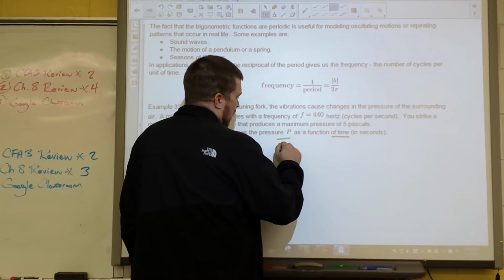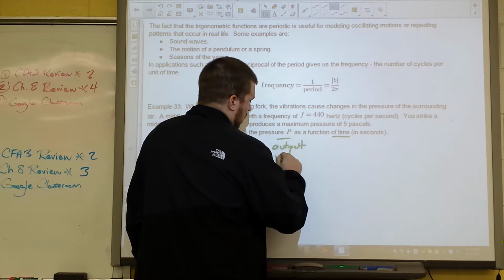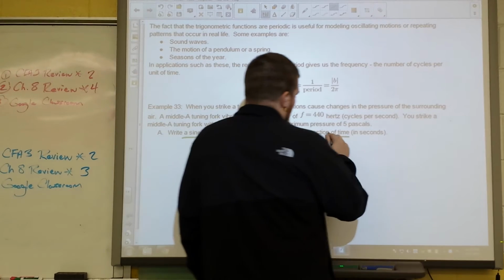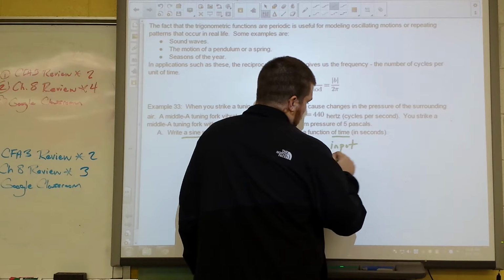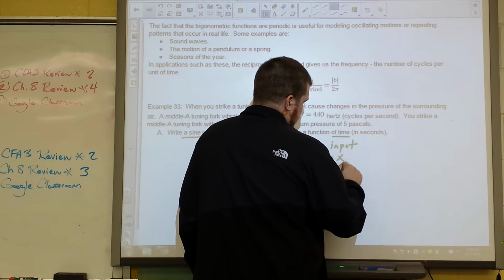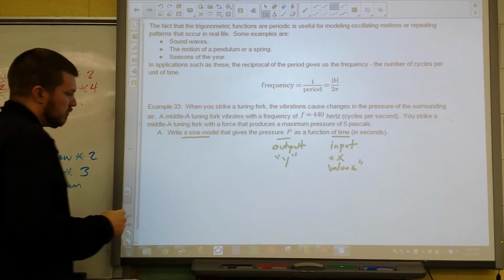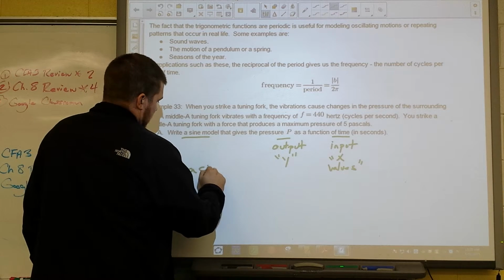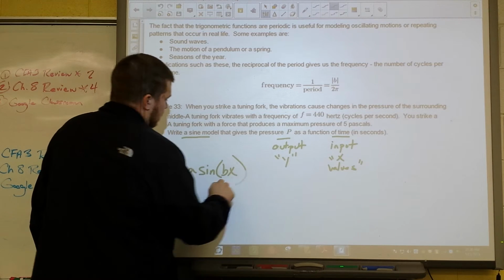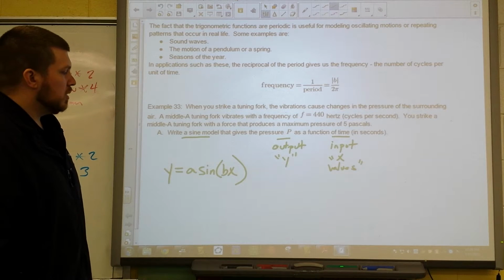So that means P is going to be our output, our Y values. As a function of time, that means it's our input, or our X values. Okay, so just keep that in mind. So since we're using sine, we're going to start off with y equals a sine of bx, our parent function that we know. Now, let's go ahead and work on b.